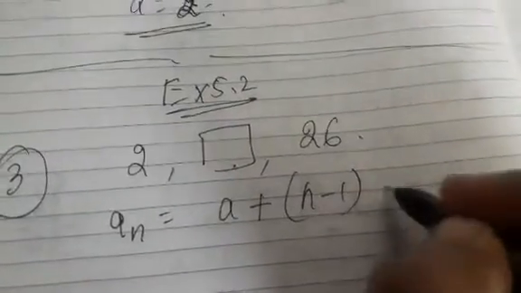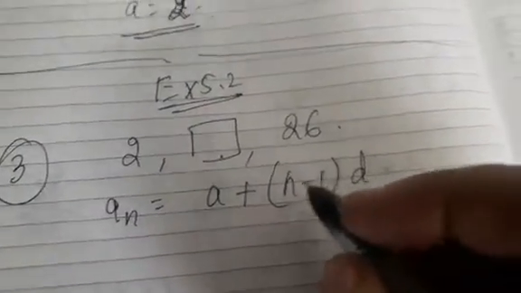The first question is 2, then blank, and 26. So let's check out Exercise 5.2, question number 3. The terms given in the first part are 2, blank, and 26, right? Now you know that to find the nth term for an AP, we have the formula a_n is equal to a plus (n minus 1) into d.